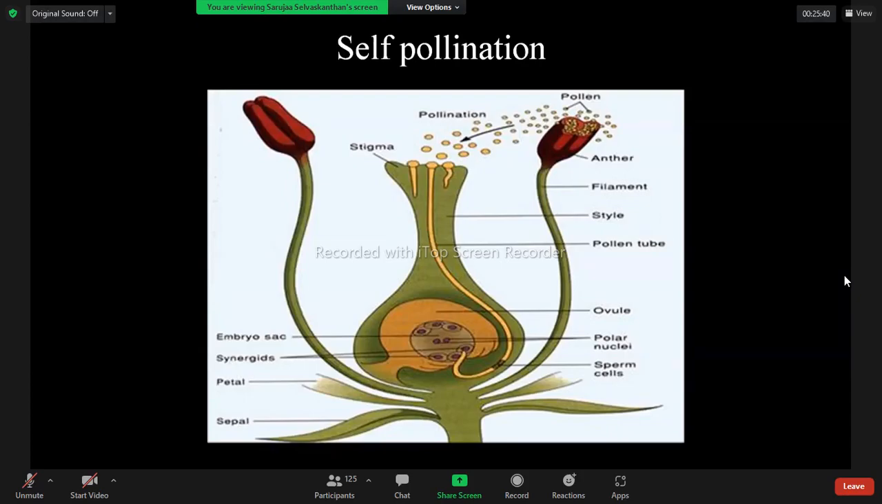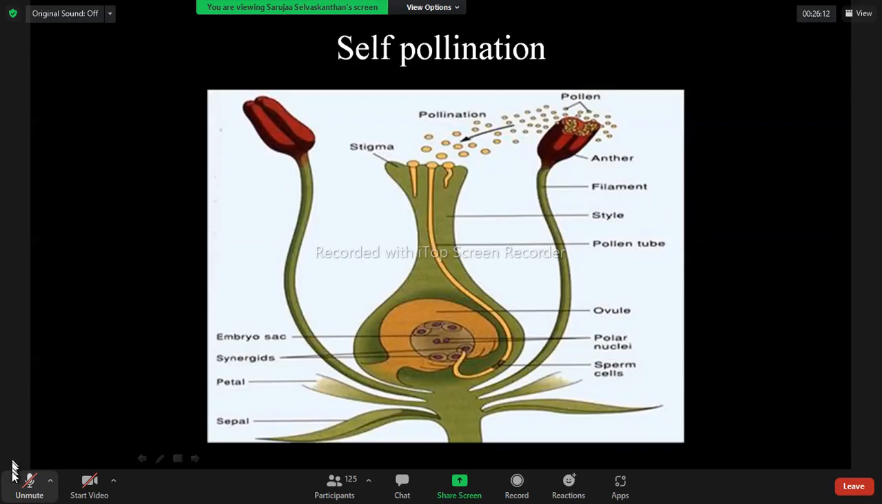Pollen is poured into the stigma of the same flower, same flower stigma. Yes, is he correct? Any others? Are you all there?